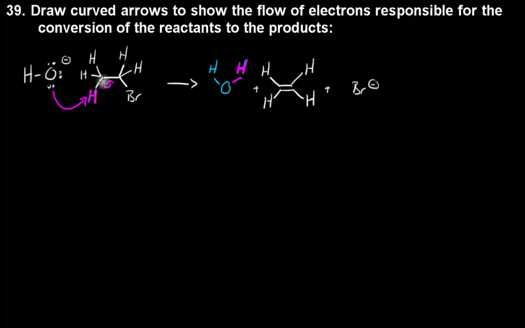So we get a little bit of a hint from this final product. See how there's 2 bonds here. We have a sigma and we have a pi bond. So we need to form a new carbon-carbon bond somehow. So that's what we're doing in this step right here.